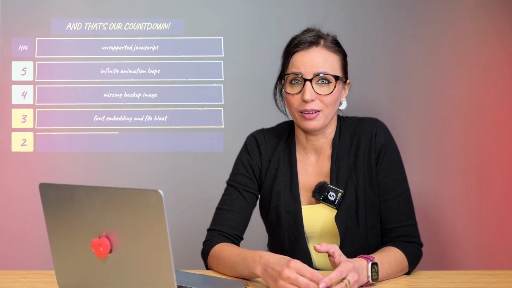So we had number 5, infinite animation loops. Number 4, the missing backup image. Number 3, font embedding and file bloat. Number 2, the click tag. We did squeeze in the honorable mention, unsupported JavaScript. And on number 1, file size and the load tier twist.